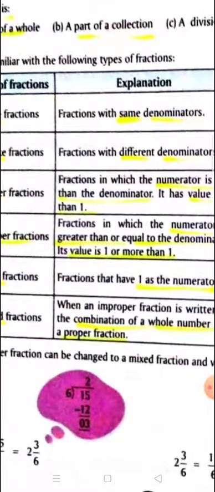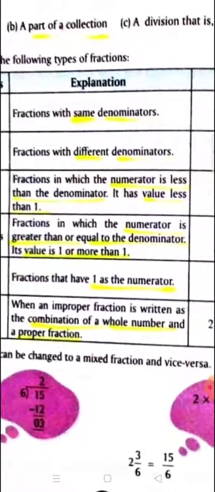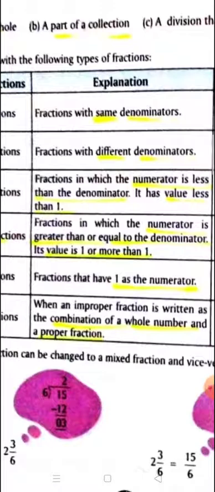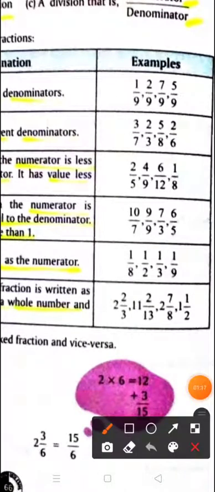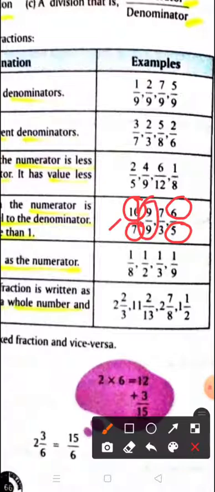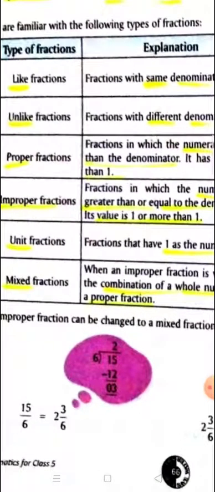Improper fraction: fractions in which the numerator is greater than or equal to the denominator. Its value is 1 or more than 1. Here you have seen the denominator is smaller than the numerator, or you may say the numerator is greater than the denominator, or it may be equal. In both cases, these are improper fractions.